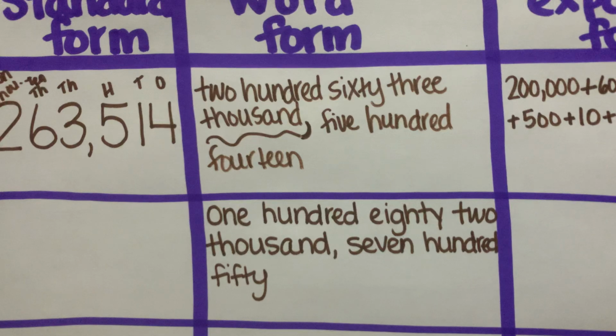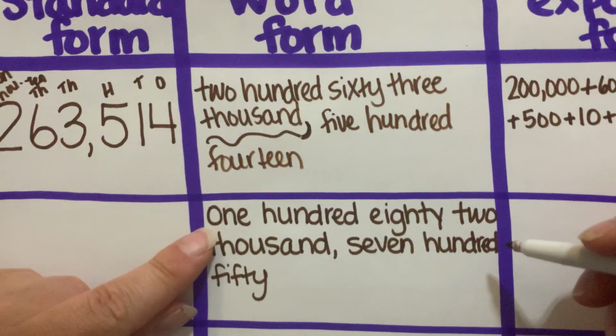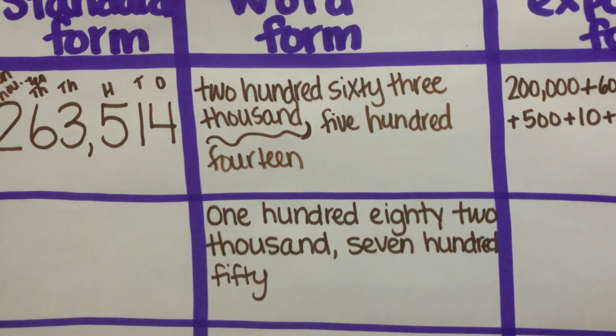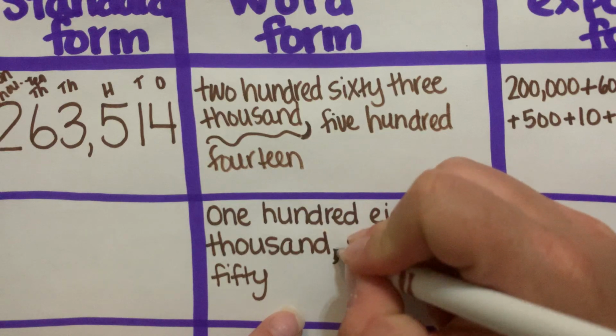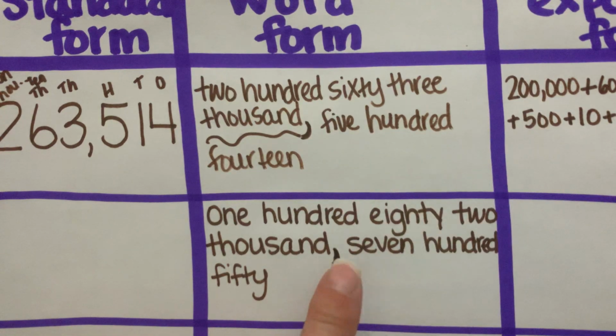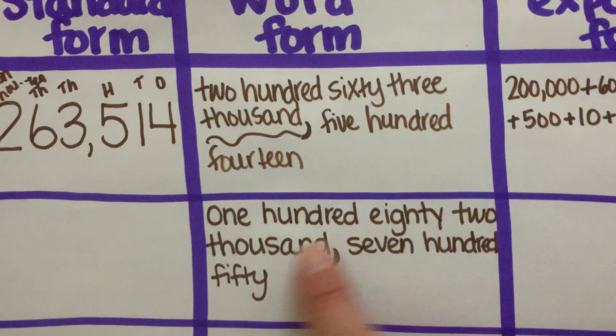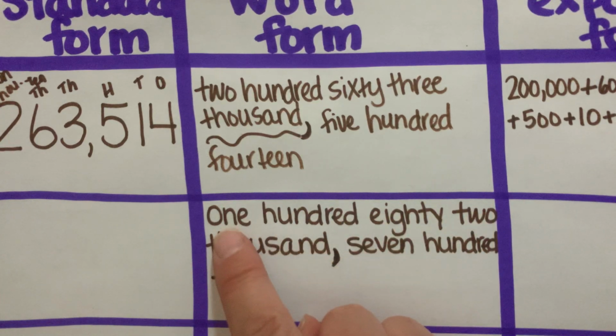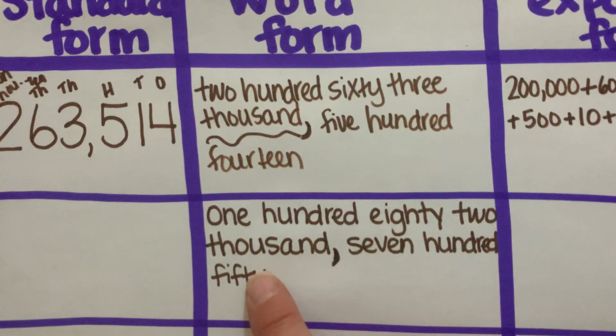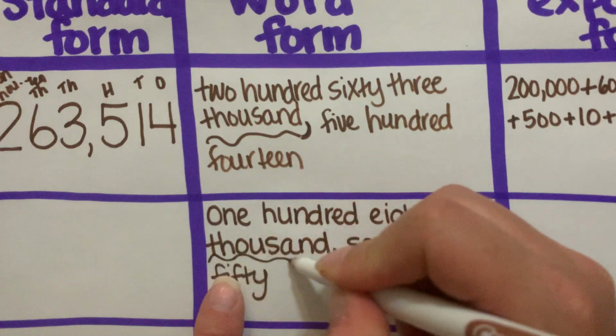182,750. Now, the way I just read that might make it kind of hard to write. So watch how I want you to actually read these numbers. I'm going to treat this comma like a pause. So I'm going to keep reading until I get to my pause. So watch this. 182,000, pause. All right, what did I just say? 182,000. I know this is my period.